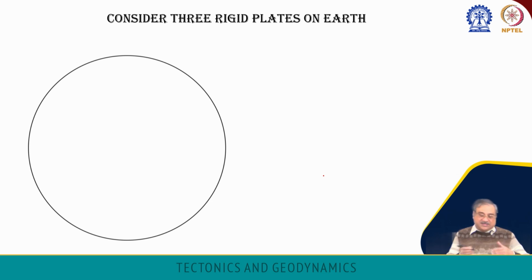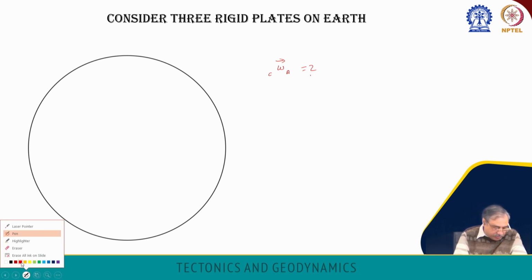So let's now think of how to solve this problem. Angular velocities are vectors, and therefore they should follow all the rules of vectors. And if they follow the rules of vectors, then we can write the angular velocity of plate A with respect to C. This is something that we want to find out. We would like to find out what the angular velocity of plate A is with respect to C.